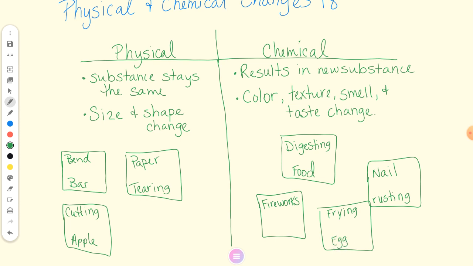Lexi, what's the last one? A popsicle melting. Where does that go? Is it still a popsicle? Yeah, it's still a popsicle. It's just in liquid form now, right? So that is a physical change. Popsicle melting.